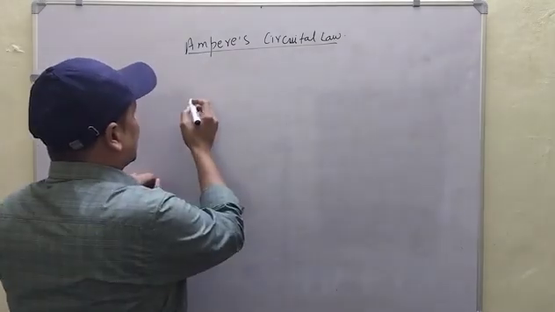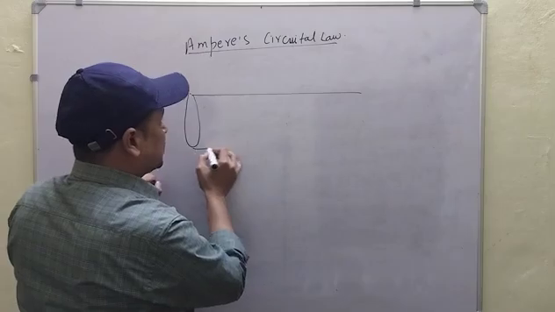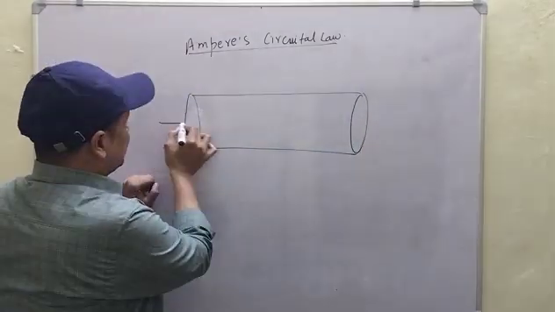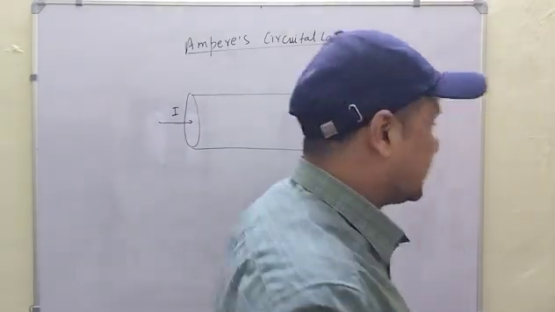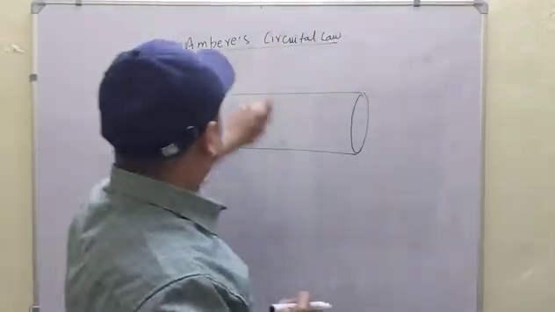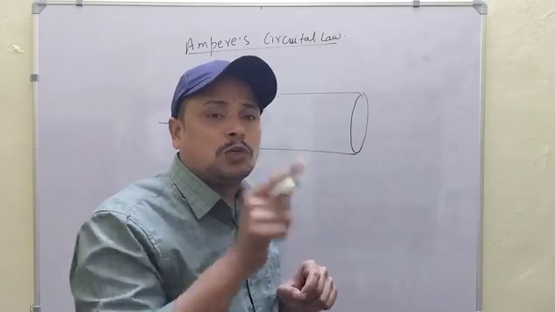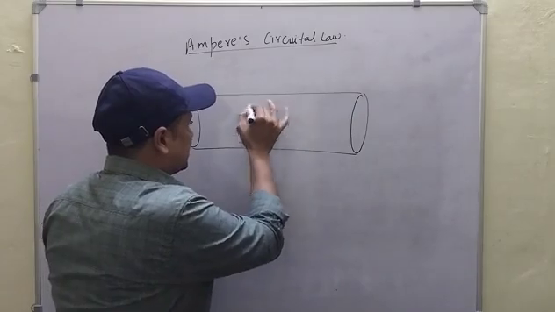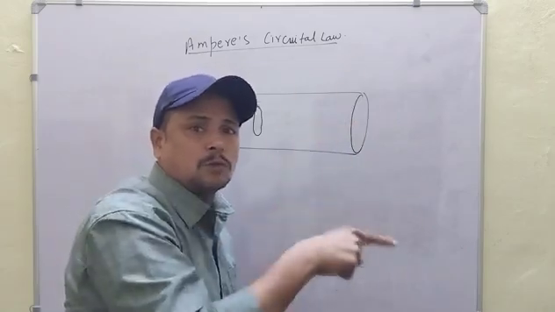Look here, just suppose we are taking a current carrying conductor like this, and the current which is flowing here is I. We need the magnetic field because of this current. To apply Ampere's law, what do we do? Here we will take a loop like this. Just suppose we are taking one loop like this.